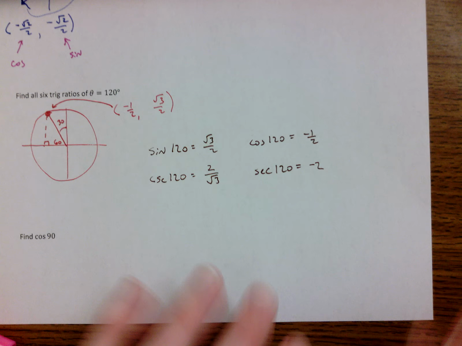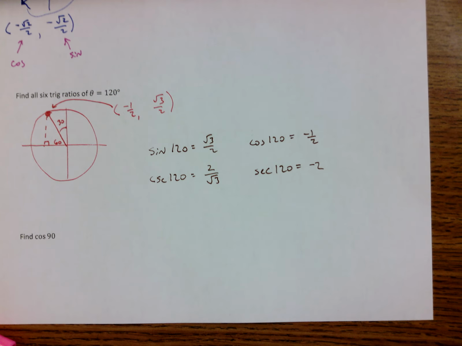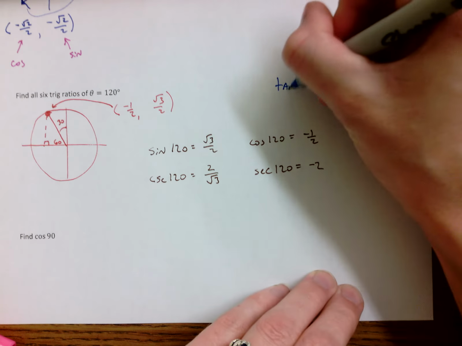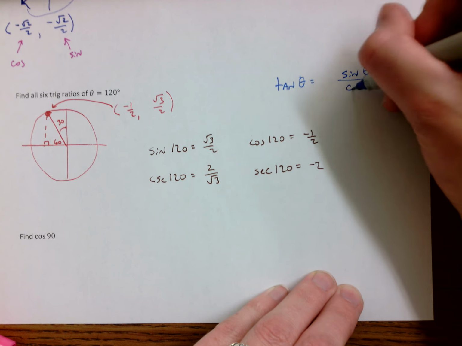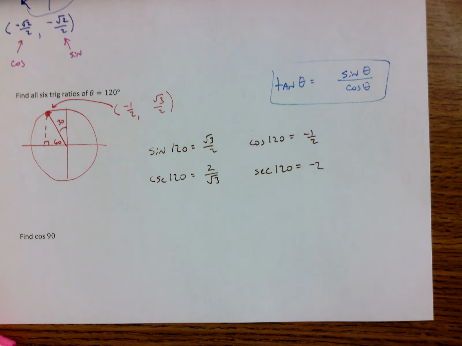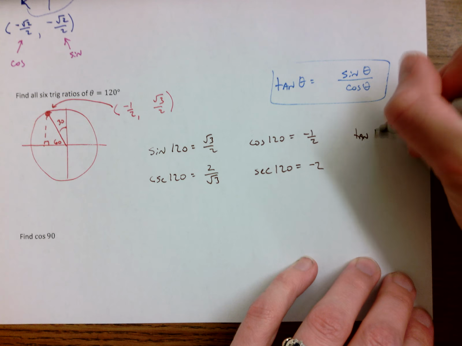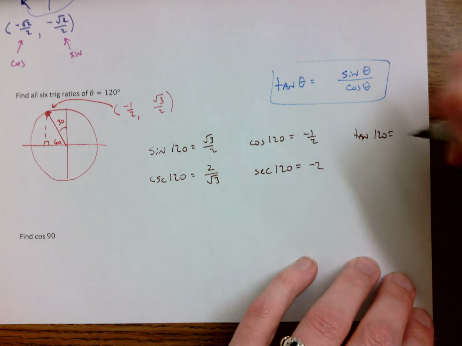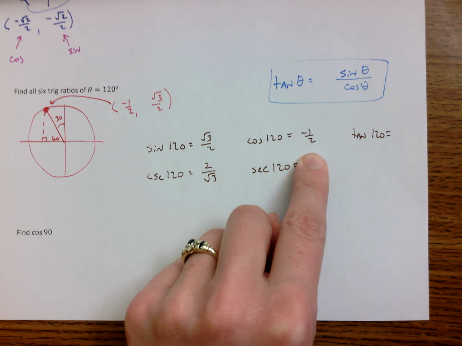Tangent and cotangent can be a little bit tricky. The trick to knowing tangent from your unit circle is that you need to know that tangent of an angle is equal to the sine of the angle divided by the cosine of the angle. That is a piece of information that you're going to need to know. So when I want to find my tangent of 120, I'm going to have to do this divided by that.